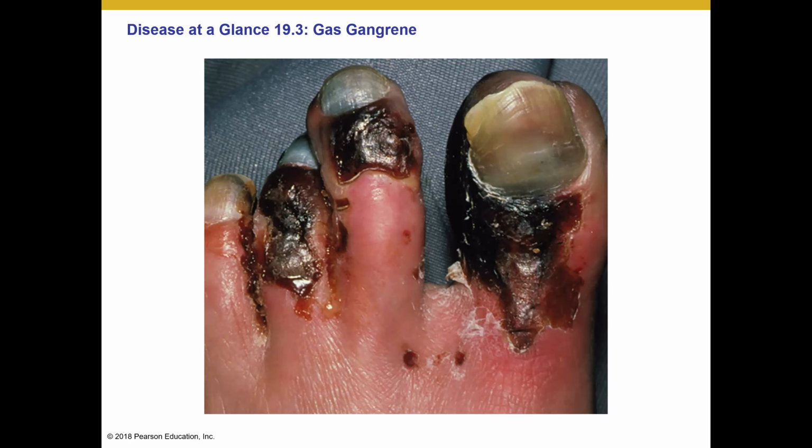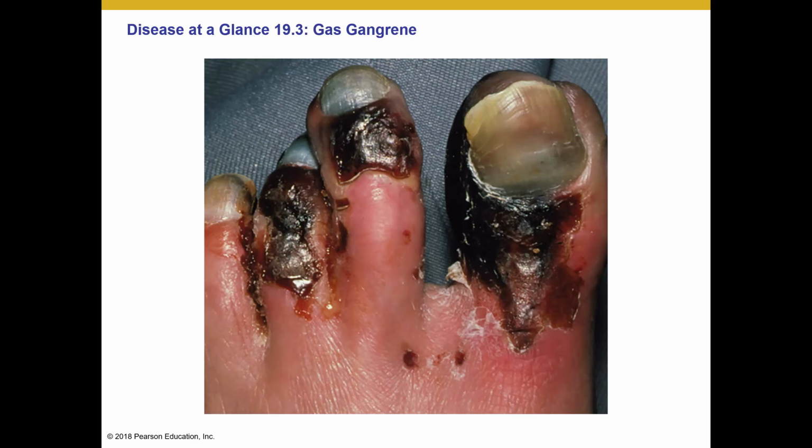Gas gangrene is most commonly caused by Clostridium perfringens, although other Clostridium species can also be responsible. These bacteria are anaerobic, meaning they grow best in environments without oxygen. They are also endospore-forming organisms, allowing them to survive in soil. When spores enter deep, poorly oxygenated tissue, such as after trauma, they germinate.